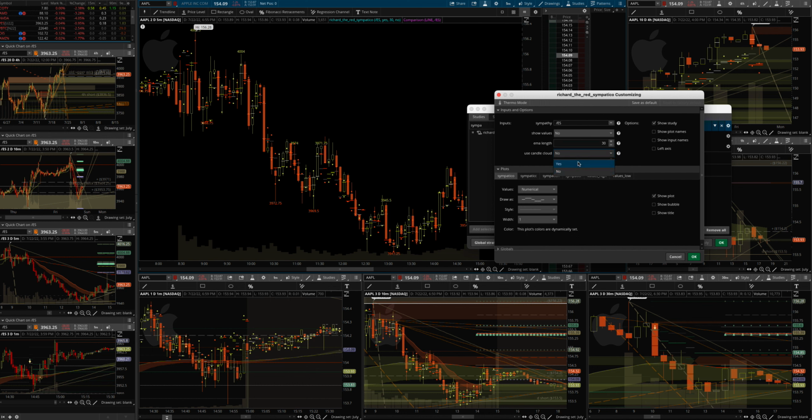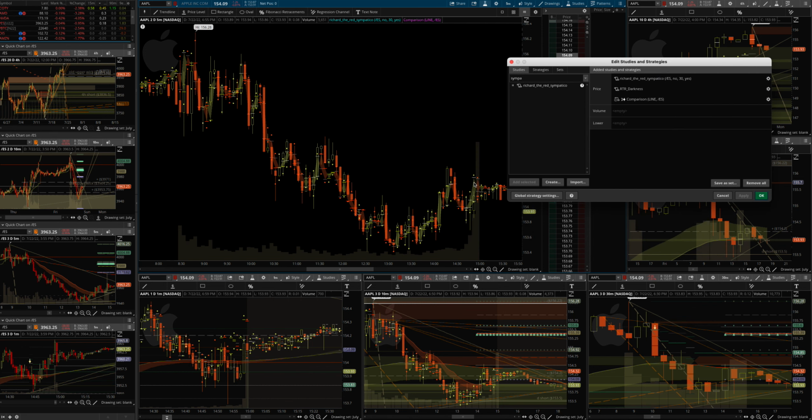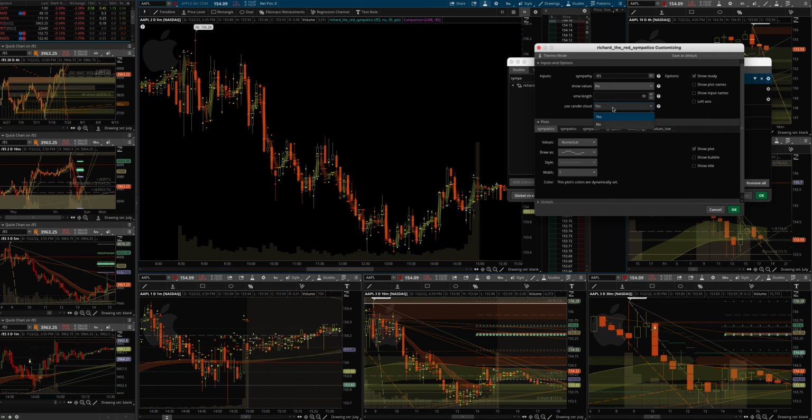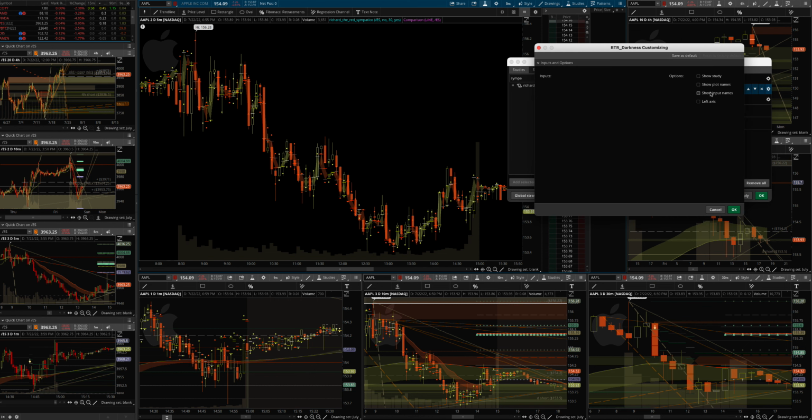The candle cloud is something that I just added that I'm not sure I like, because it tries to draw a cloud in between the lines, and it doesn't really work. But who knows? Maybe it'll work for somebody. But I'm going to turn that off, and I'm going to turn on the darkness here so we can see better what's going on.